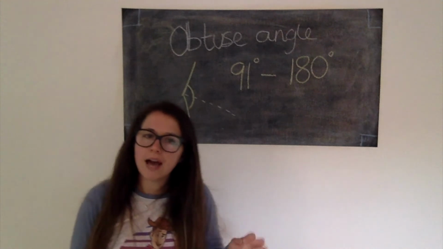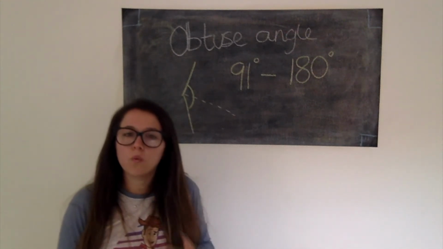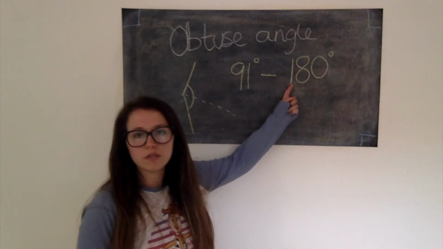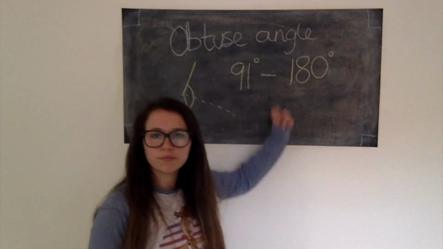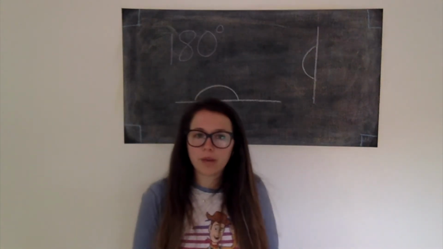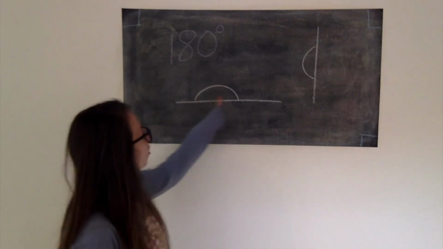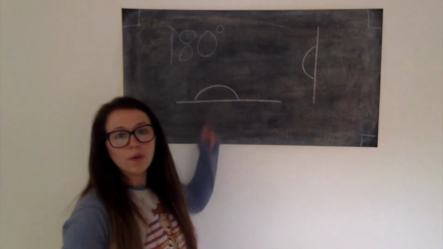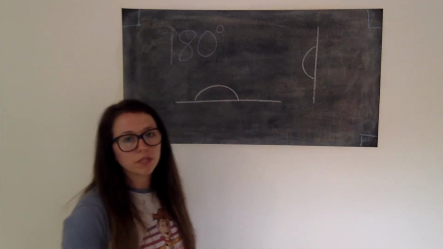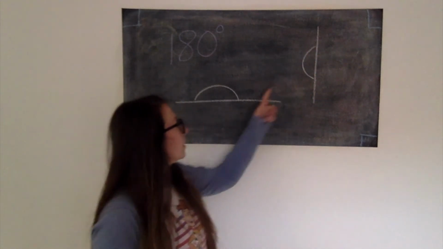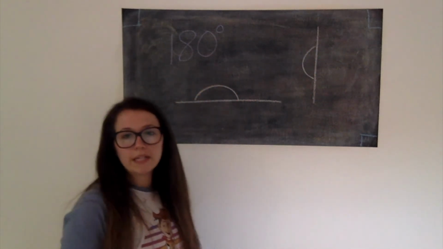Next then, pause the video and write down, why can my obtuse angle not be bigger than 180 degrees? Why is that significant? Hopefully you remember that 180 degrees is significant because the angles on a straight line will always equal 180 degrees. It doesn't matter where our straight line is, but on one side it will always equal 180 degrees.